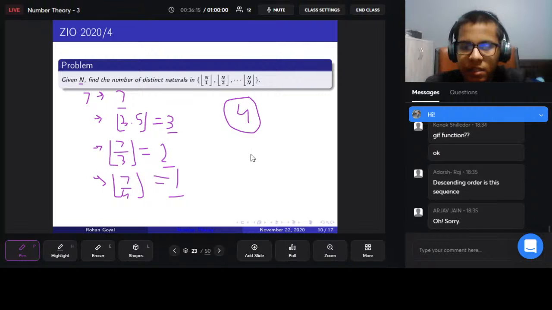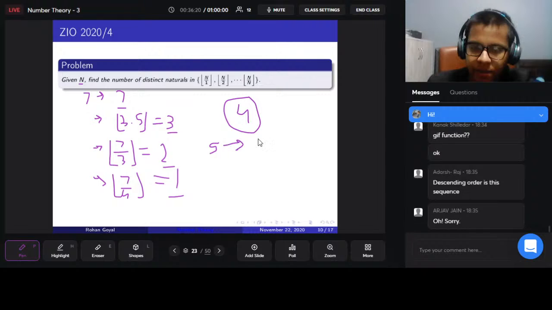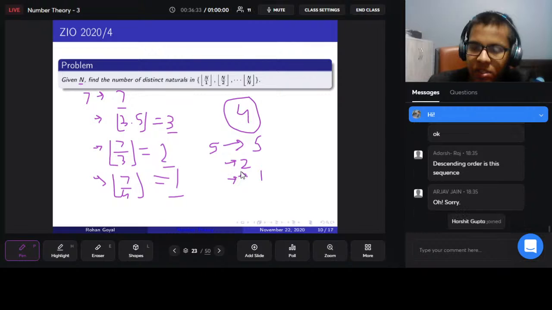So let's try for another number. Let's say we want to check for 5. 5 gives us the value 5, then it gives us 2, and then it gives us 1. So it only gives us 3. Like this, for any n, how many values will we get? So how do you think we can approach this?